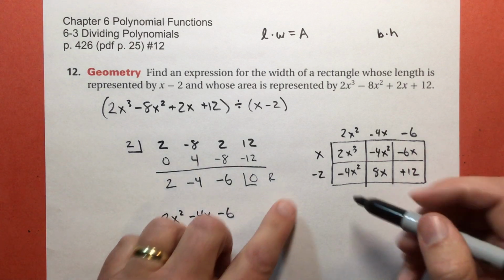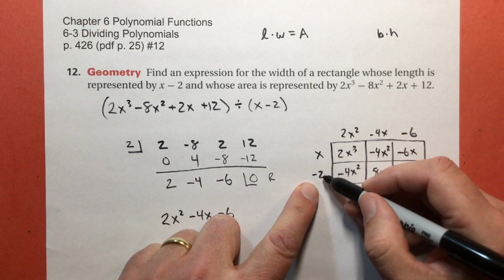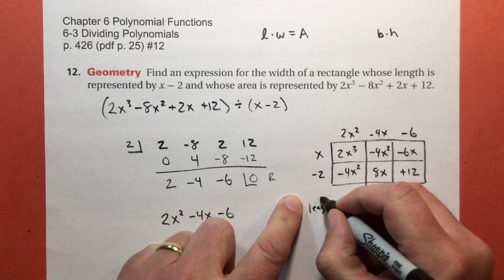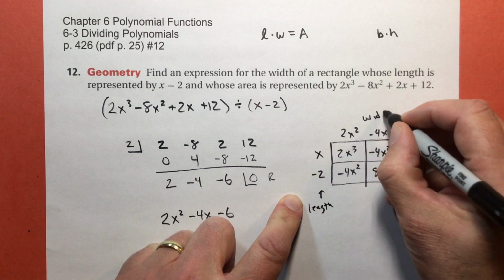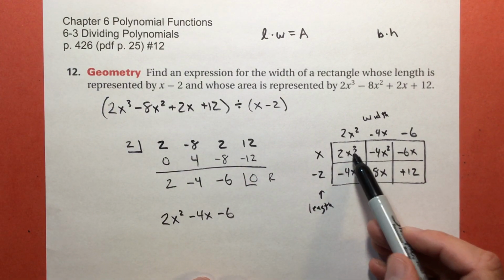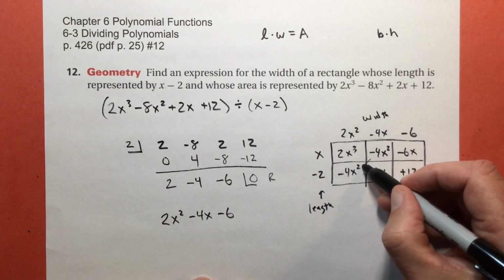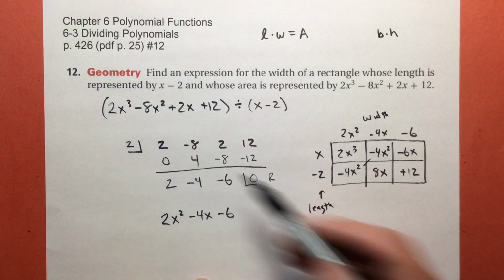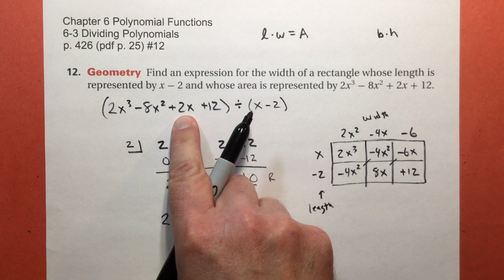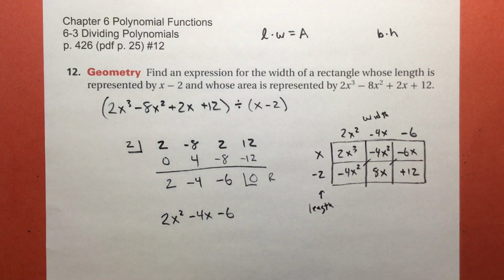So check this out. This right here, the x minus 2, that's the length of the rectangle. This is the width of the rectangle. And all of this in the middle is the area. 2x cubed, these two together add up to negative 8x squared. These two together, 8x plus negative 6x is 2x, plus 12. So that's how that works.